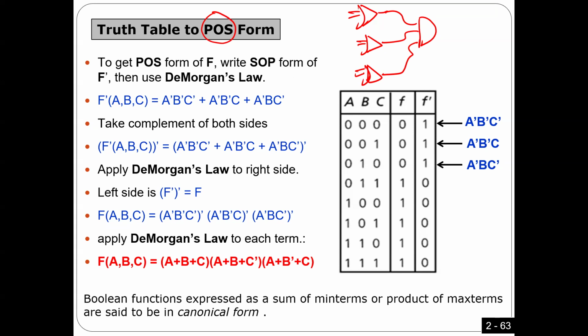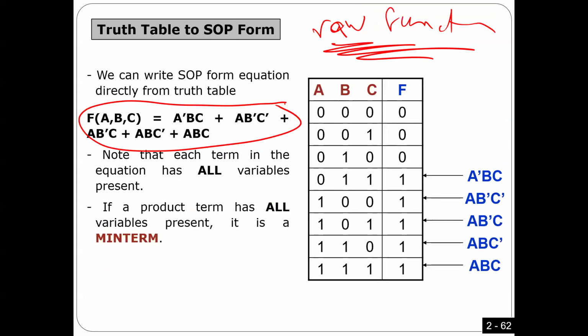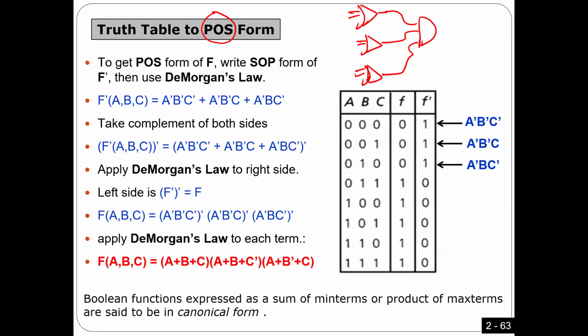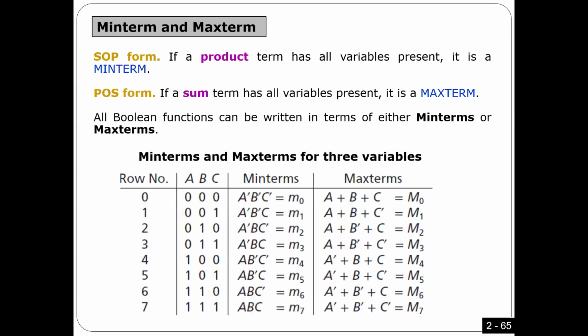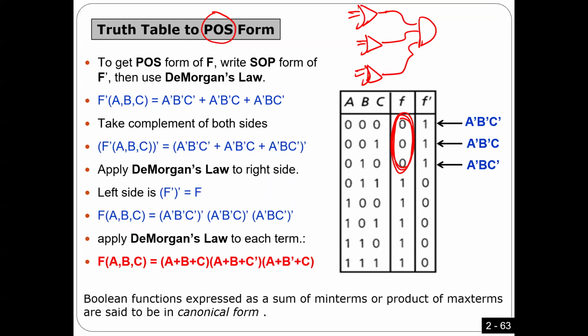One of the differences between sum of product and product of sum is that this time I'm going to work on zeros, not ones. Is that okay? Okay, that's okay. And again, it's almost the same idea.